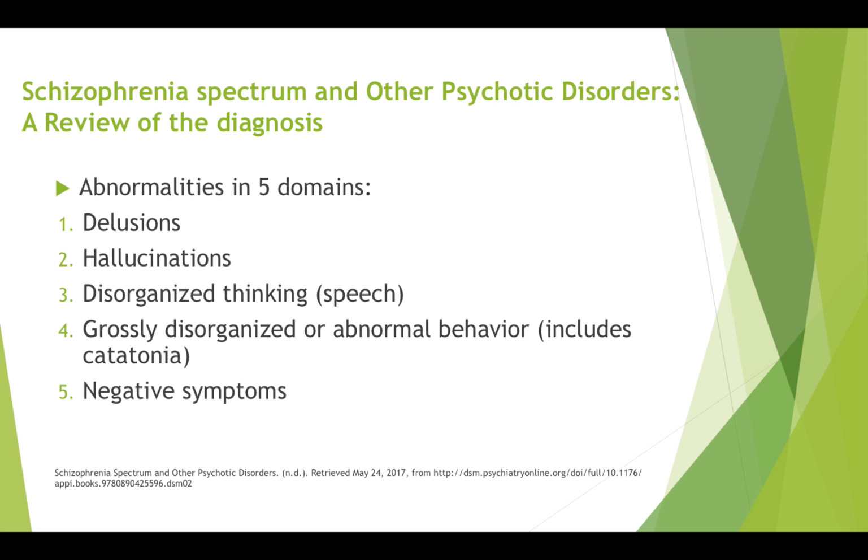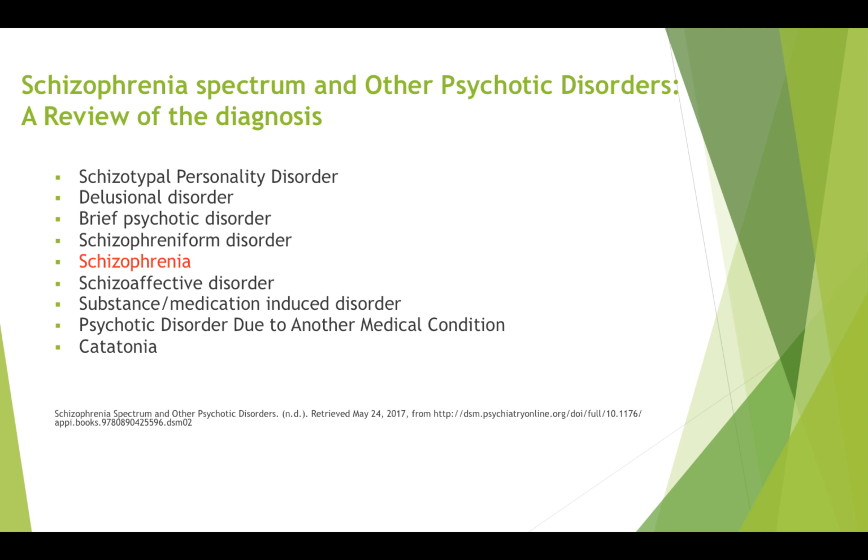3 is disorganized thinking and speech patterns, derailments of focal topic, loose associations, or incoherence. 4 is grossly disorganized or abnormal motor behavior, including catatonia. 5 is negative symptoms, which are reduced emotional expression, avolition, alogia, anhedonia, and asociality. Subtypes are schizotypal personality disorder, delusional disorder, brief psychotic disorder, schizophreniform disorder, schizophrenia, schizoaffective disorder, substance or medication-induced psychotic disorder, psychotic disorder due to another medical condition, and catatonia.